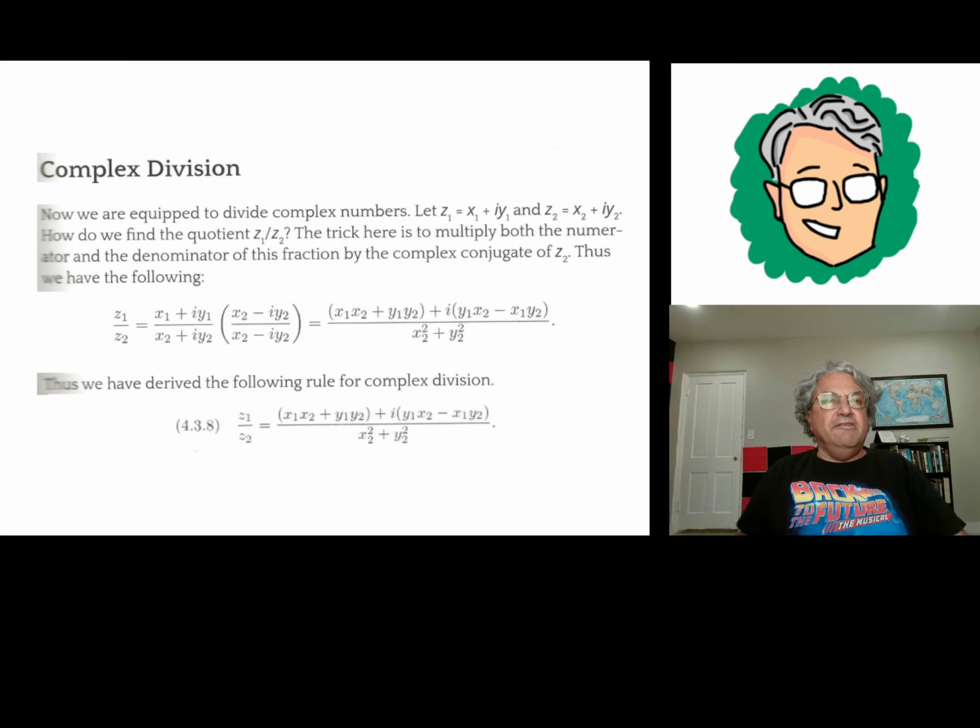So here's how it works. Suppose we want to divide two complex numbers, z1, that's the numerator, by z2, which is the denominator. And what we do is we write them out in full. Z1 is x1 plus iy1, and Z2 is x2 plus iy2. So you might wonder how you're going to do this division. Well, here's the trick. Multiply both the numerator and denominator by the complex conjugate of the denominator. So now we're going to multiply, and that's x2 minus iy2.